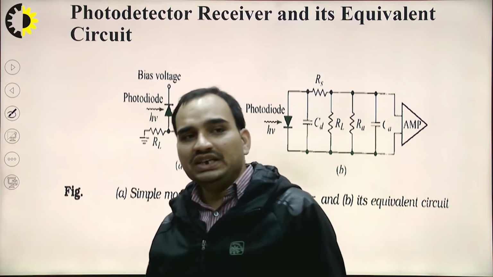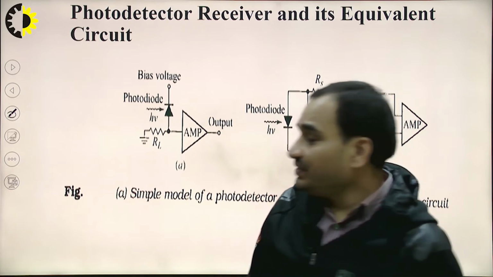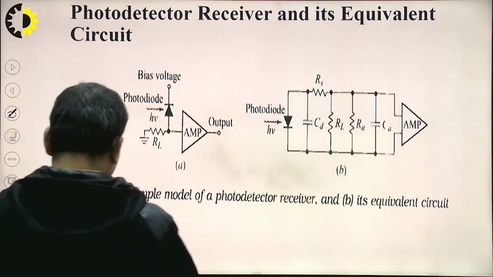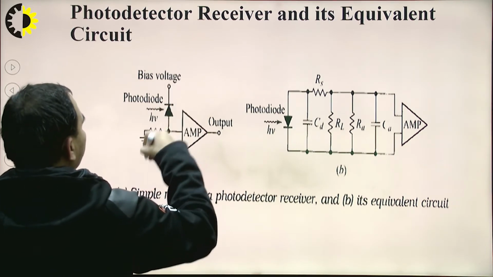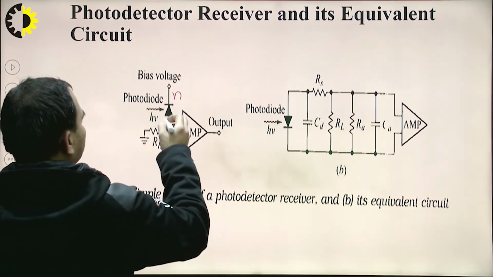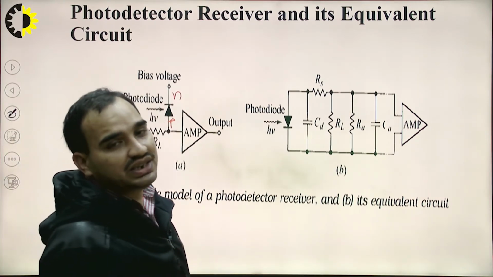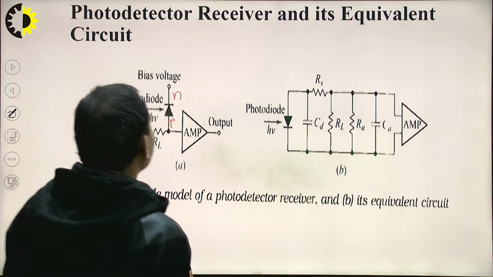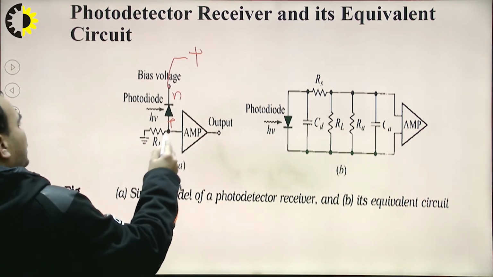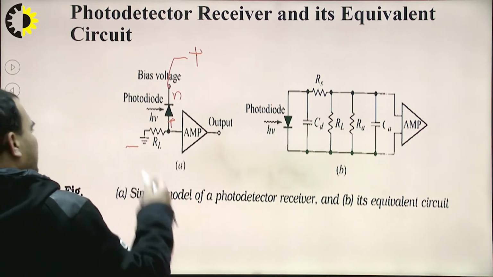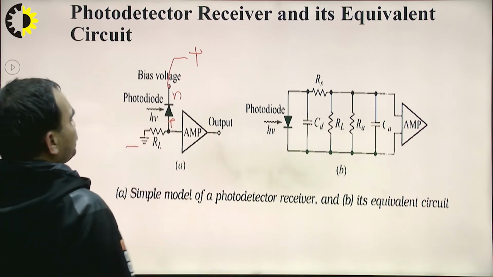So here we can see the photodetector receiver and its equivalent circuit. In this we have the bias voltage. Here we are applying the bias voltage. This is the N side and this is the P side, because we know that the photodetector is applied with the reverse bias voltage. This is applied with the positive, and here this is applied with the negative. Negative means, or we can say, ground. So obviously it is reverse bias.